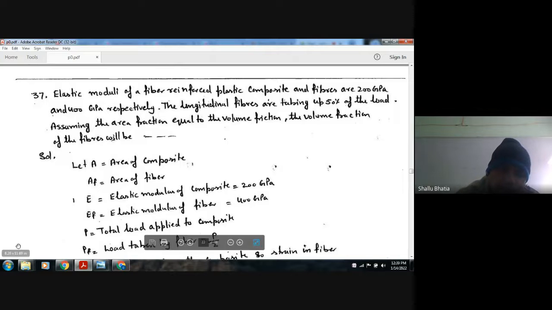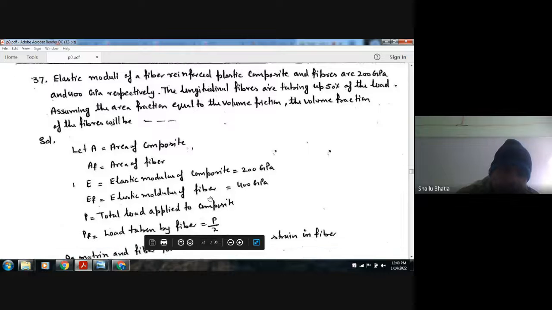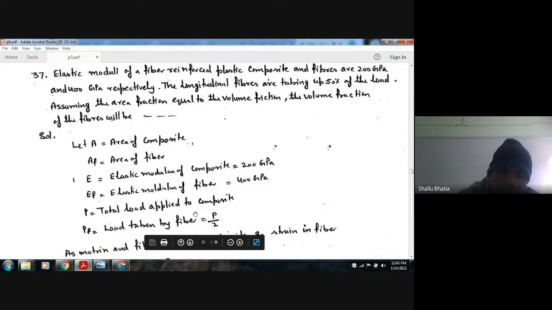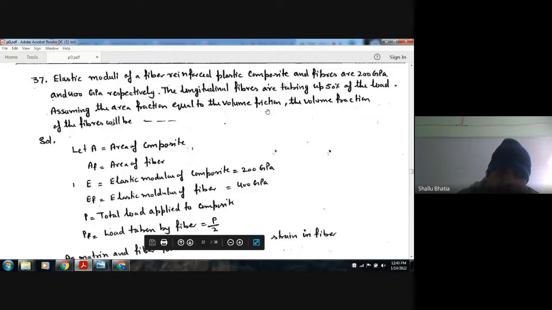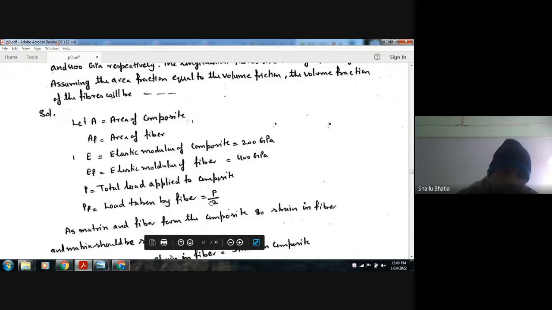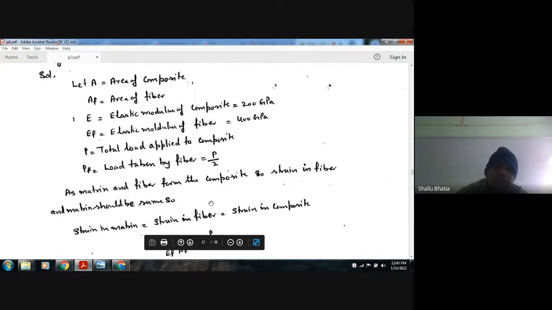So let A be the area of the composite and AF be the area of the fiber. The modulus of elasticity of the composite is 200 GPa, and for the fiber it is 400 GPa. If P is the total load applied to the composite, and the longitudinal fiber takes 50% of the load, the load taken by the fiber is P by 2. As the matrix and fiber form a composite in parallel, the strain in fiber, matrix and composite will be the same.